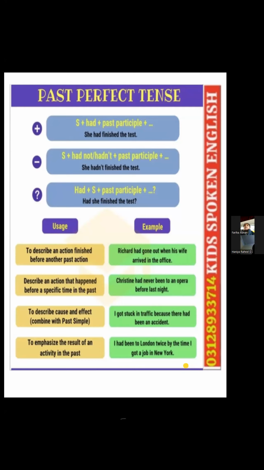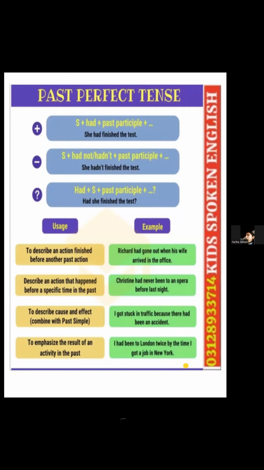So in order to make this structure, if you want to make the simple structure, you just need to memorize that we have to put had with every subject and the third form of verb, okay? Like you can just say subject plus had plus verb third form. She had finished the test. She is the subject, had is the helping verb, and finished is the third form.